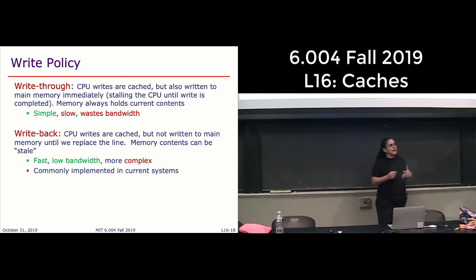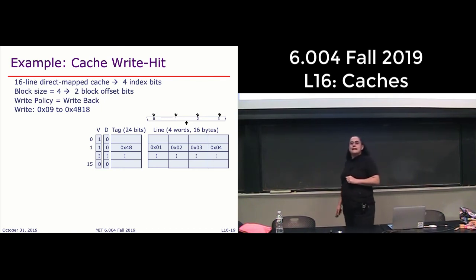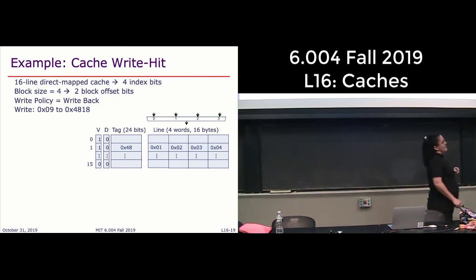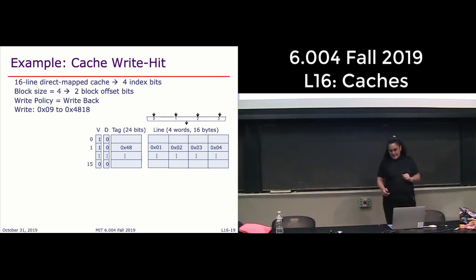And so we're going to take a look at an example of how this works. So let's take a look at both a write-hit situation and a write-miss situation. And so let's assume we have this 16-line direct mapped cache with a block size of 4. So I have 4 words per line of my cache. And the write policy is the write-back policy. And I'm trying to write the value 9 to this address 4818.